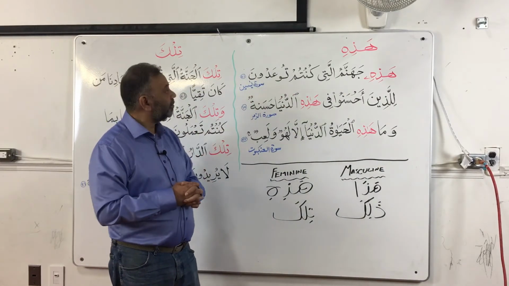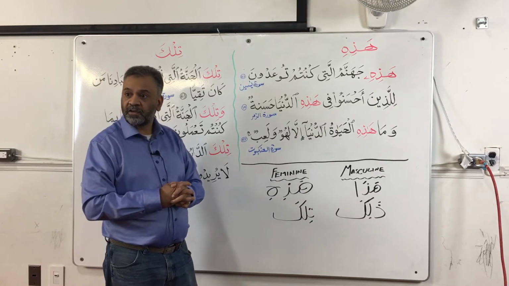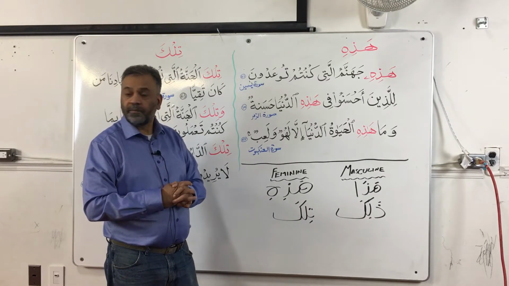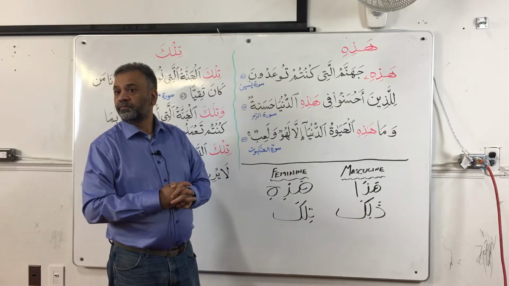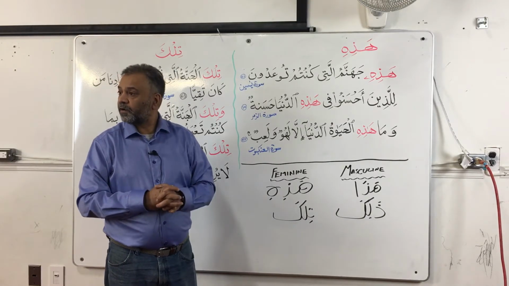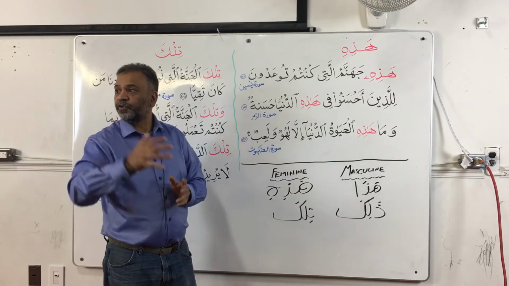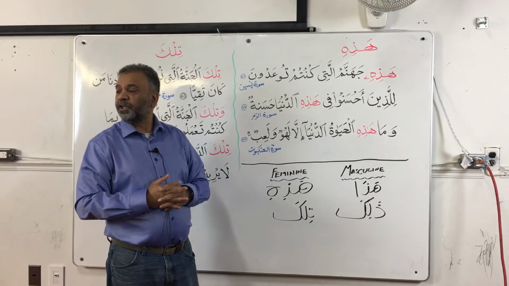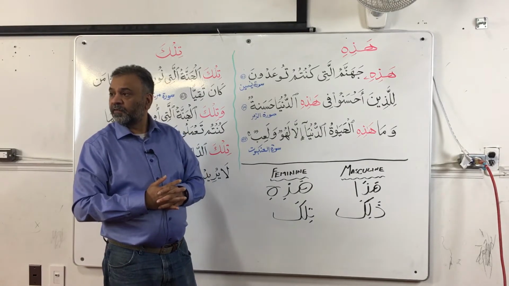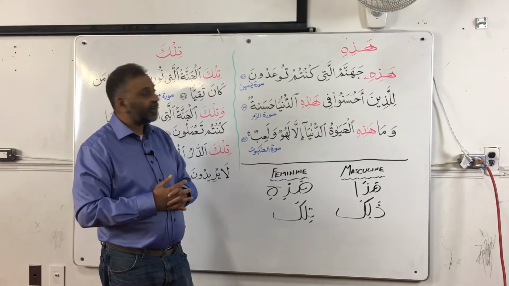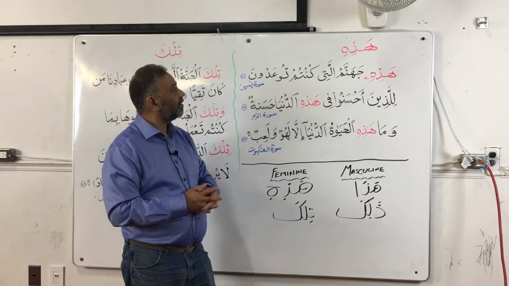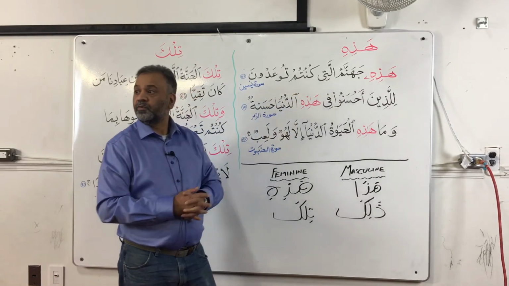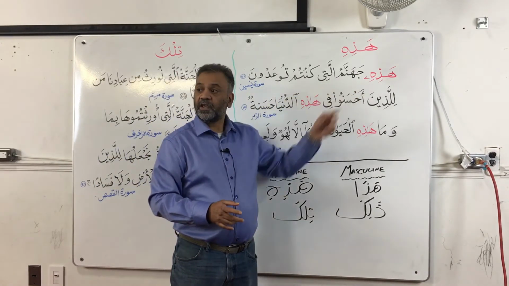Example number 1 from Surah Yasin, ayah number 63. And this is a scenario where Allah subhanahu wa ta'ala is talking about the future, when the mushrikeen will be told, hazihi jahannamu. What is this hazihi?